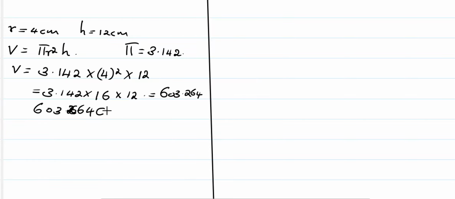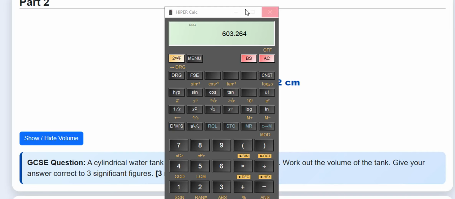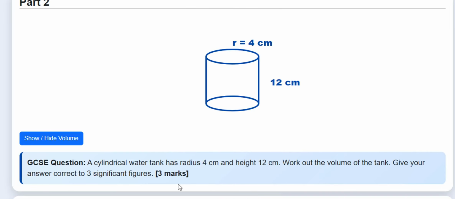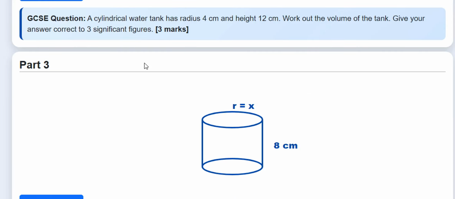603.264 centimeter cubed, like that. And then that becomes the volume of this cylinder here, since we are taught to give it to 3 significant figures. So can we try another example again?